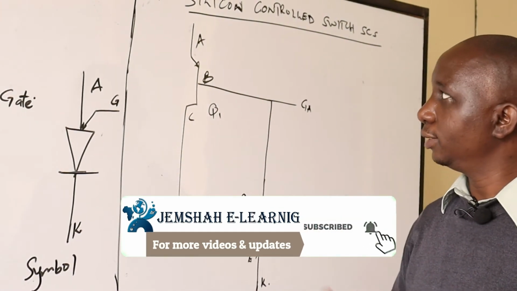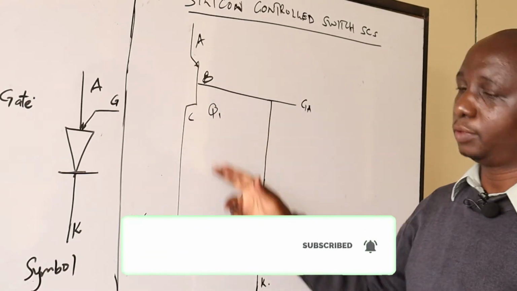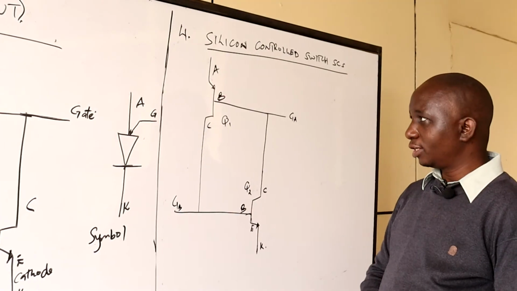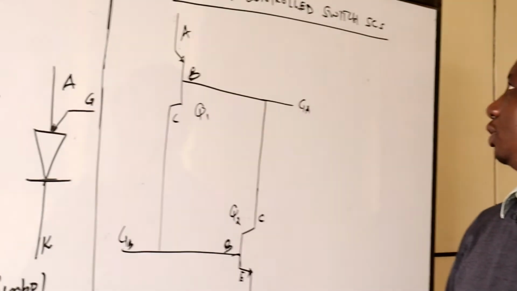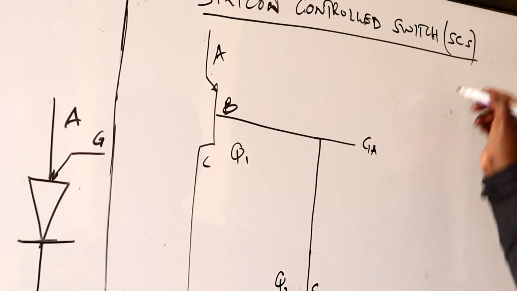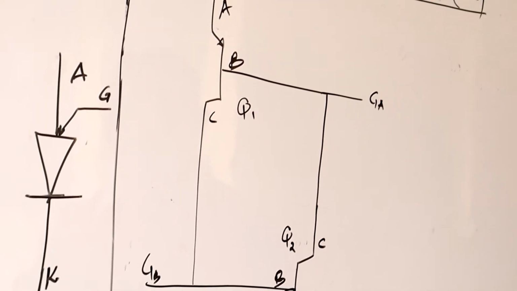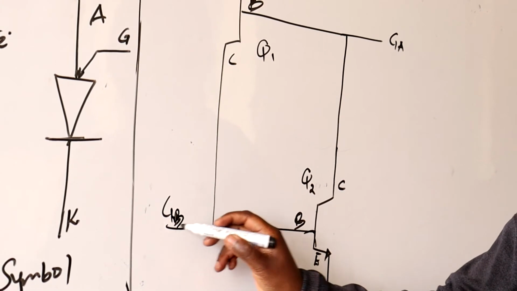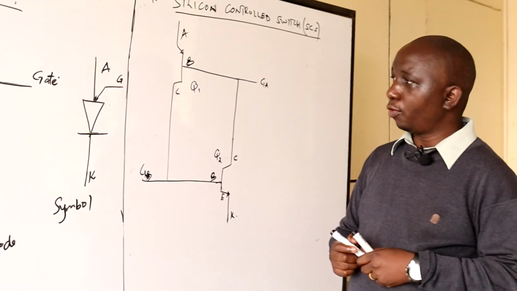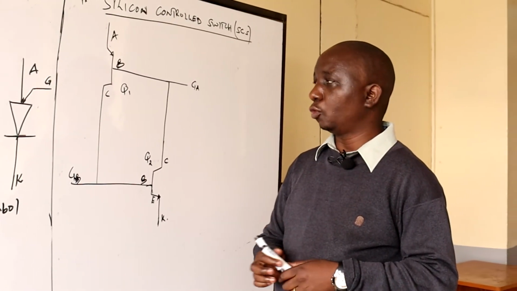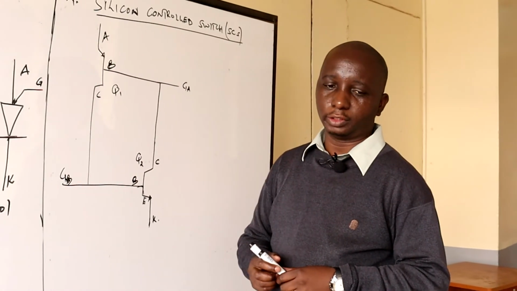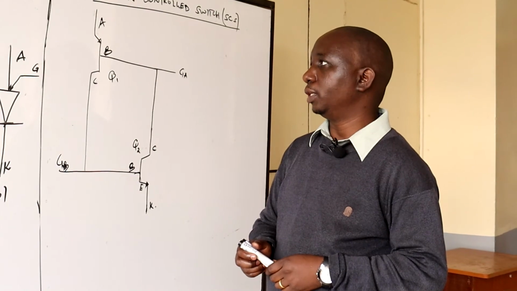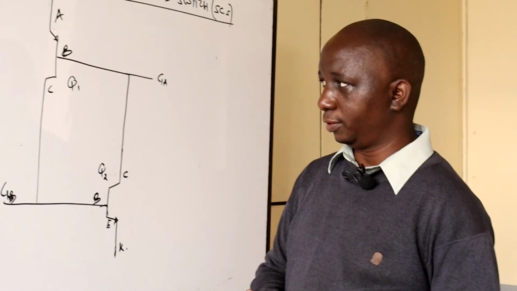So when you look at this diagram, these two transistors are connected back to back. In this case, for us to talk about the switch, the SCS, it has two gates, gate A and gate B, at this point here. So for us to explain its operation, we must assume the initial state, so that we are able to have the conductivity.